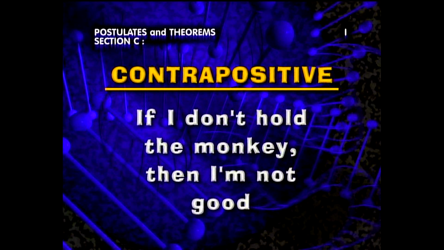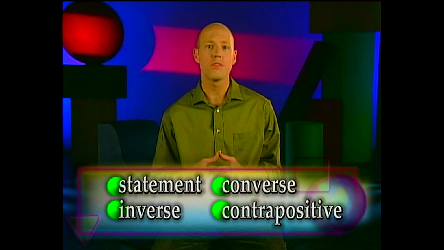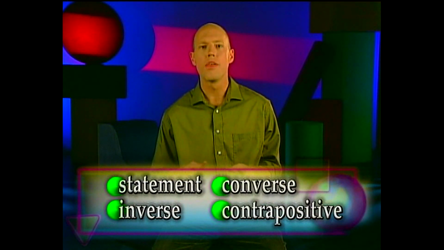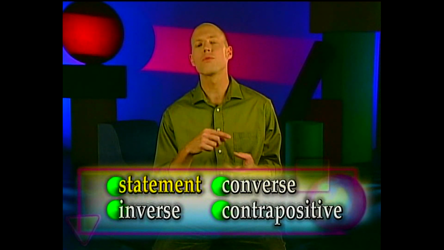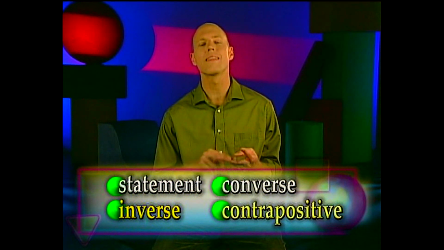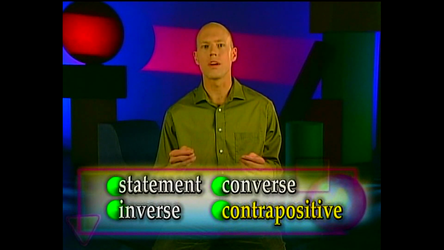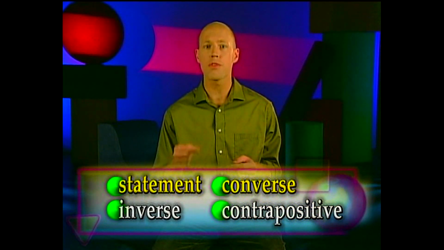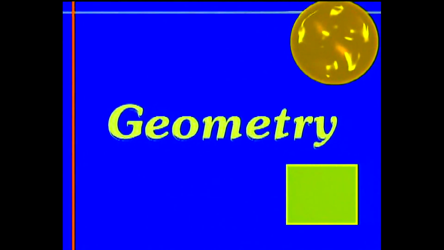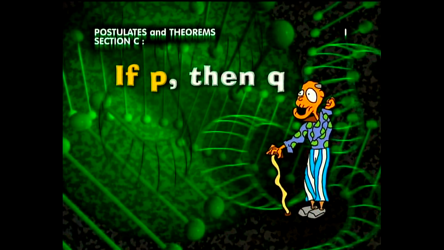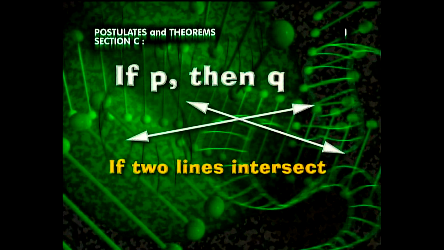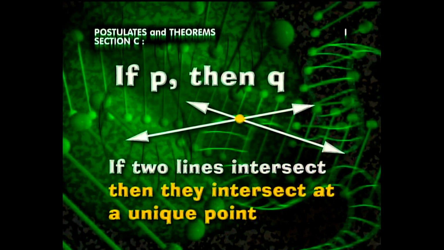Now, let's see how all this applies to theorems. Here are the 4 ways theorems can be stated in if-then statements. There's the statement, which is the form the theorems we just went over were given in. There's also the converse, the inverse, and the contrapositive. Let's take a look at the statement and the converse of one of the theorems we just went over. Here's our statement in the good old if-then form. You know, if P, then Q. If 2 lines intersect, then they intersect at a unique point.